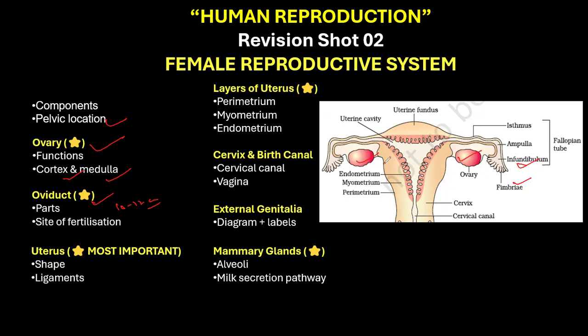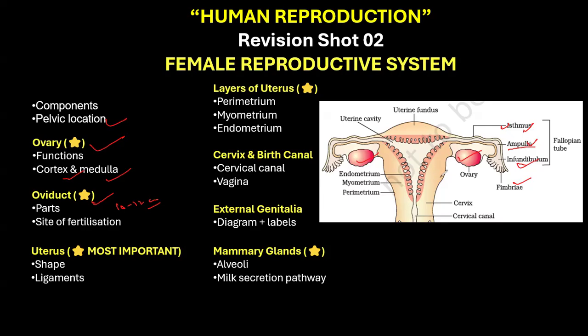Then the ampulla, the second region, is a wider region. It is the site of fertilization. And then you have the isthmus, which has a narrow lumen and joins the uterus. So if it is asked which of the following is close to the uterus itself, it is the isthmus. Which is away from the uterus and close to the ovary? It is the infundibulum. So remember these structures are very important. The site of fertilization has been asked many times: ampulla.